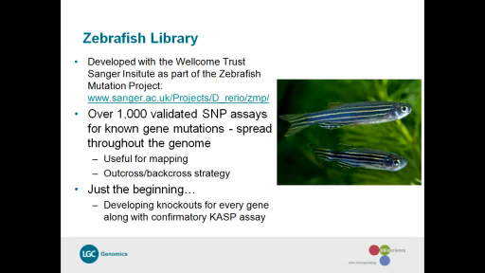Working with the Wellcome Trust, they're looking to develop knockouts for every gene. And with every knockout, they're going to have a confirmatory CASP assay to confirm that knockout. Right now, all the assays we have are for known mutations, and they do confirm that mutation. And then we're just going to continue to build the library going forward.